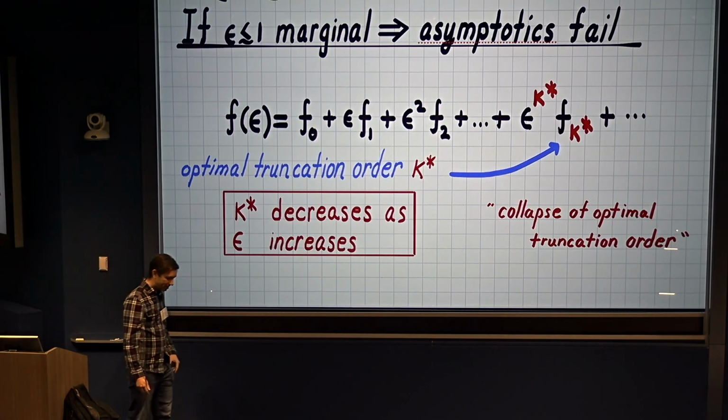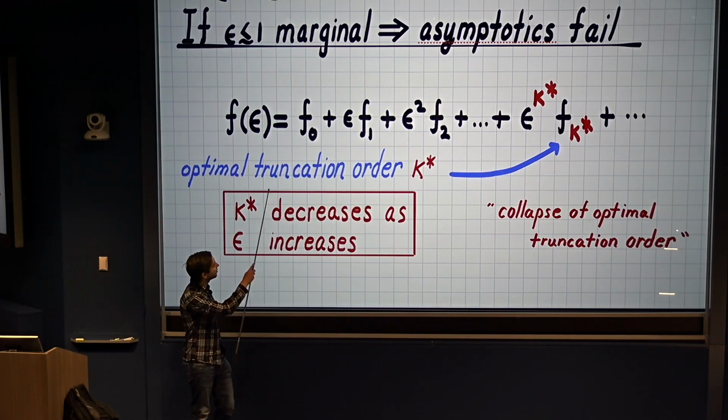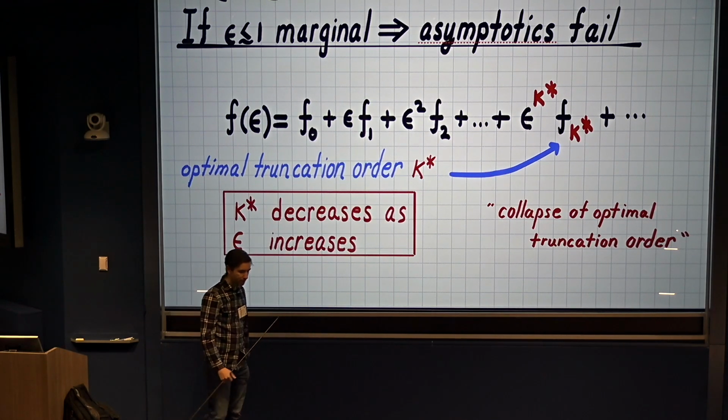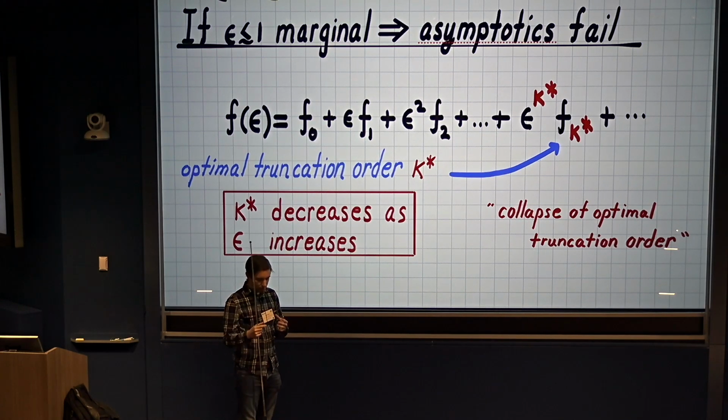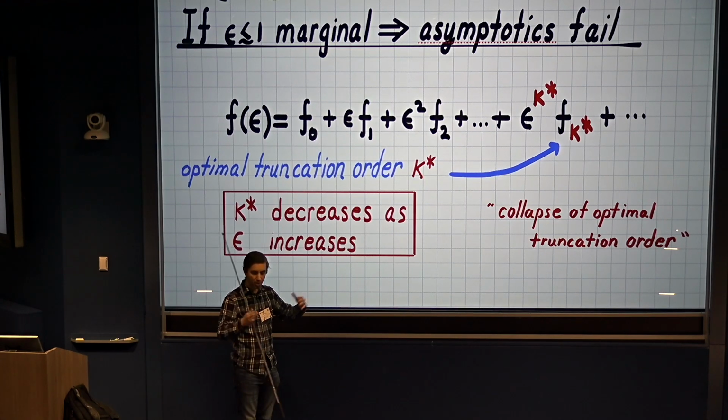The problem with this theory as it stands now is that when epsilon gets larger, there's a problem. The whole theory is based on asymptotic expansions. And asymptotic expansions have this property that as you decrease epsilon, you can include more and more terms in the series and still get useful information out of them. But as epsilon gets bigger, the number of terms that are useful in that series gets smaller. So the optimal truncation order gets smaller as epsilon gets bigger.